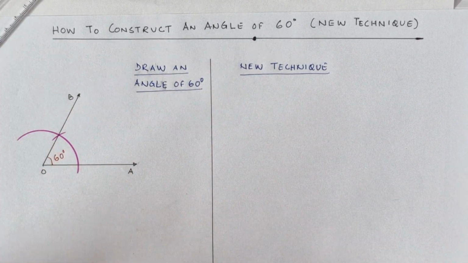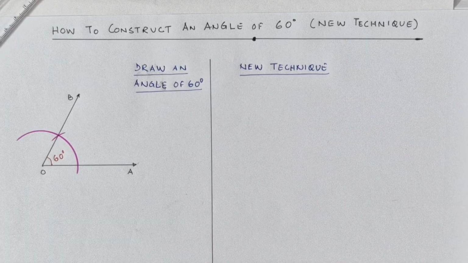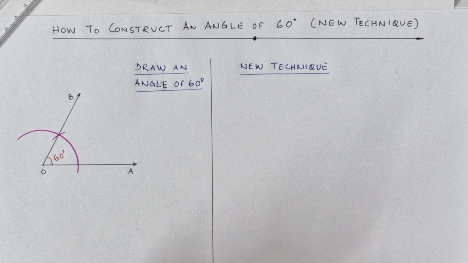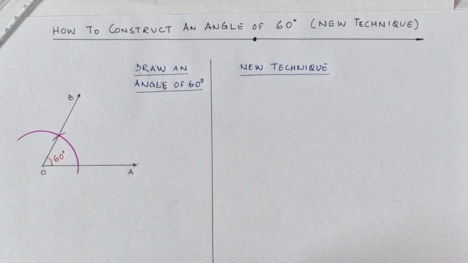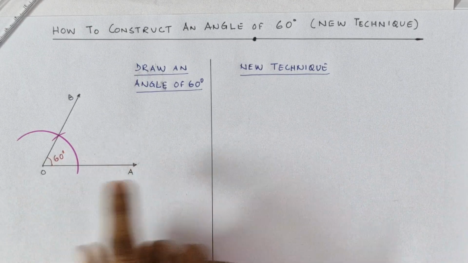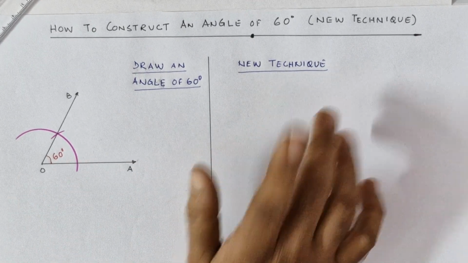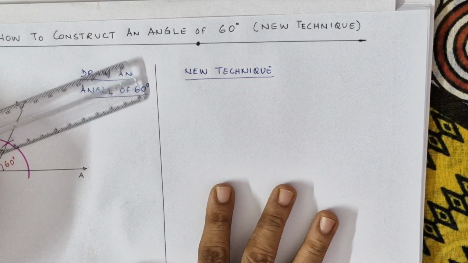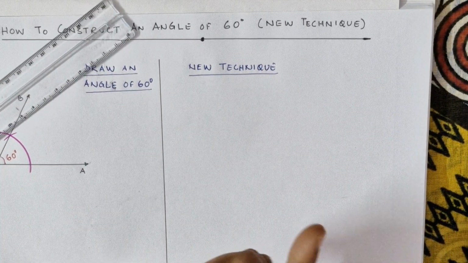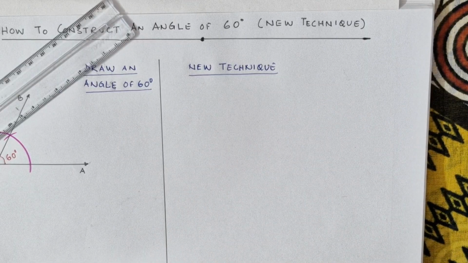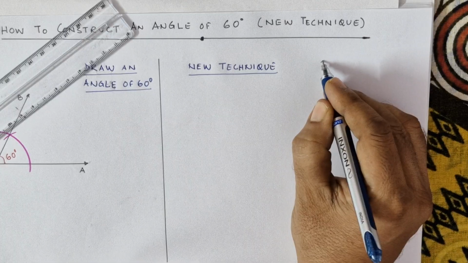Now let's learn a new technique. Before moving on to the new technique, you must have heard about triangles. There are various types of triangles. Now we'll use the concept of an equilateral triangle to draw 60 degree with the new technique, right? Now what is an equilateral triangle? See, an equilateral triangle is a triangle where each side, so I'll just draw a rough equilateral triangle.